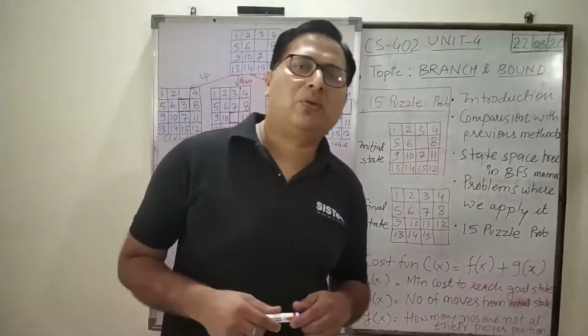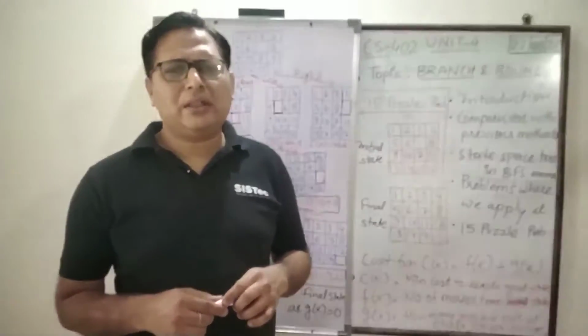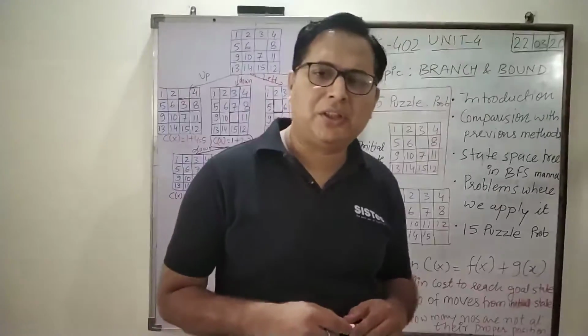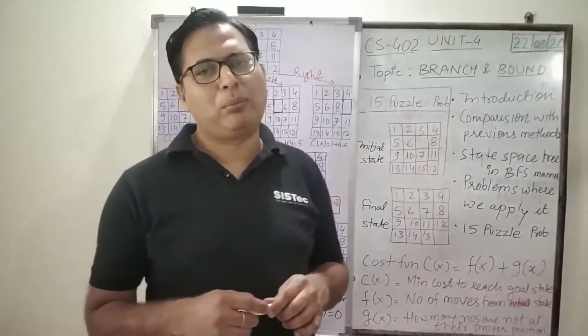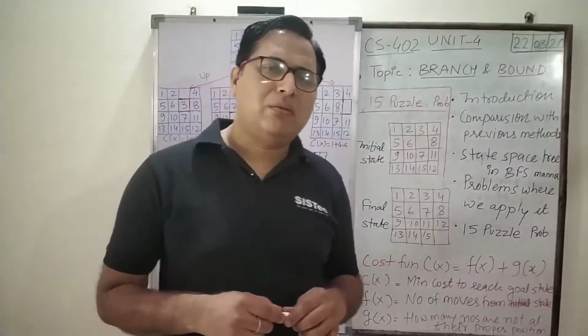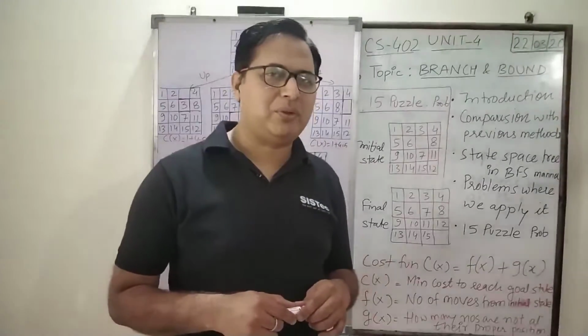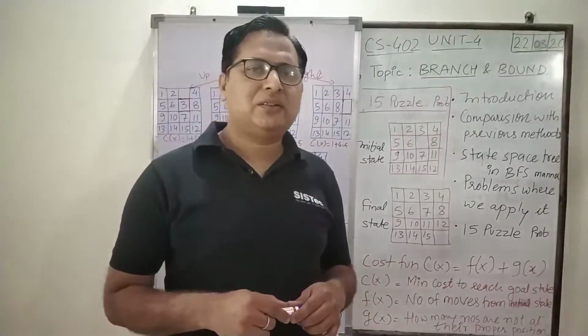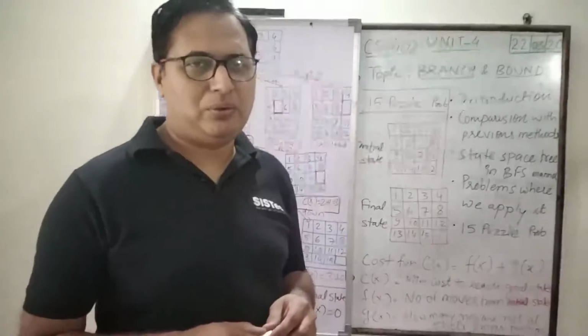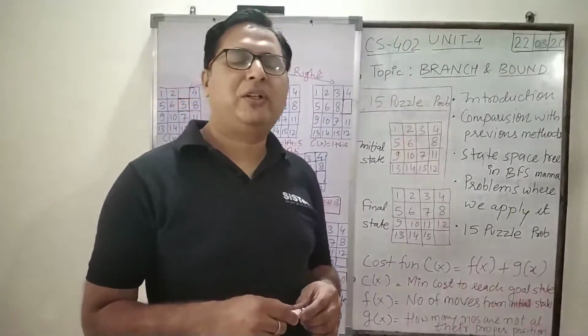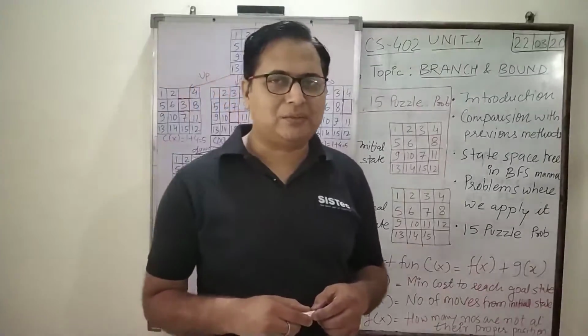Basically, what is the branch and bound technique? It is very much similar to backtracking, where we generate a solution space tree for the given problem. But the difference is that branch and bound is used for optimization purposes, whereas backtracking is used for finding all the possible solutions. So you can say this is one comparison point between branch and bound and backtracking.